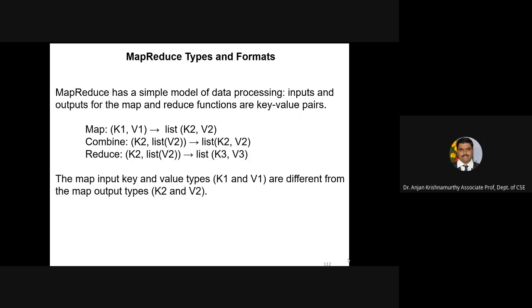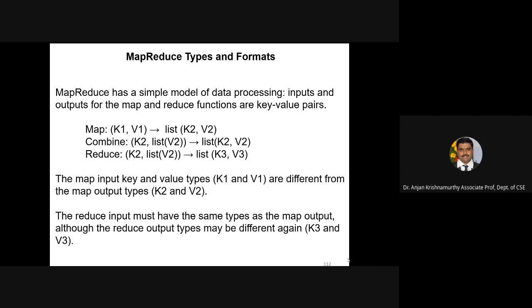That's the reason why the nomenclature or convention used in this slide shows that they are different values. The reduce input must have the same type as the map output, although the reduce output types may be different again, which is K3 and V3. So this is a very important condition for matching the parameters before you go ahead with certain aspects of programming.